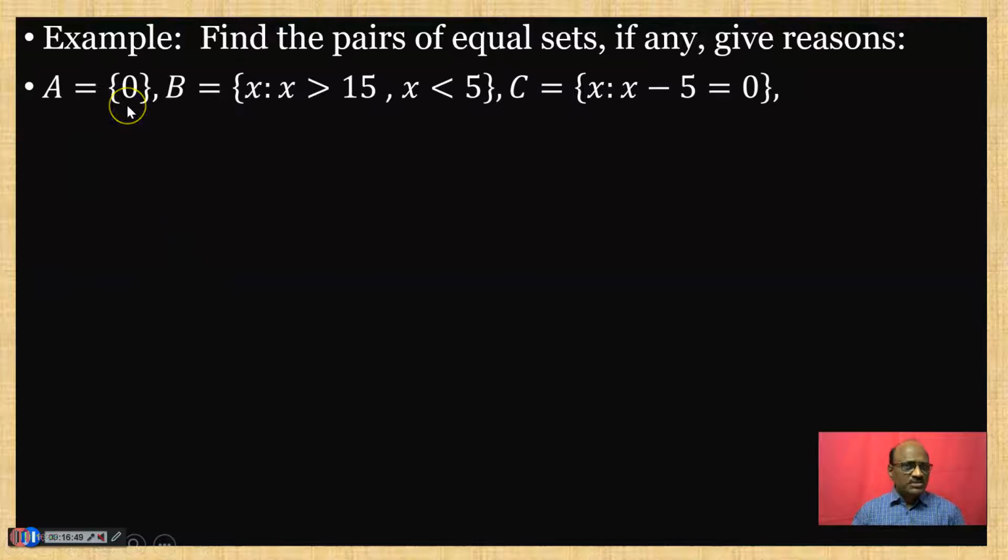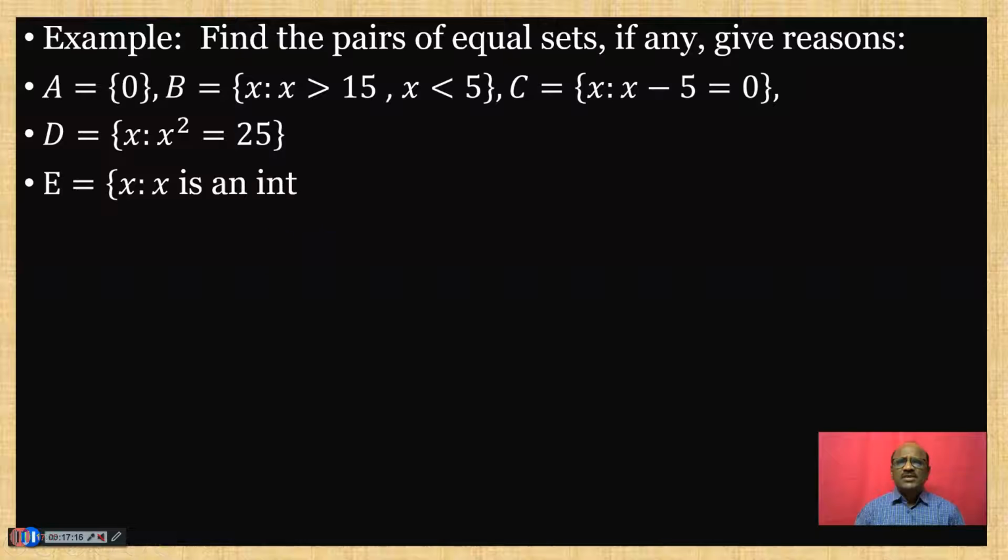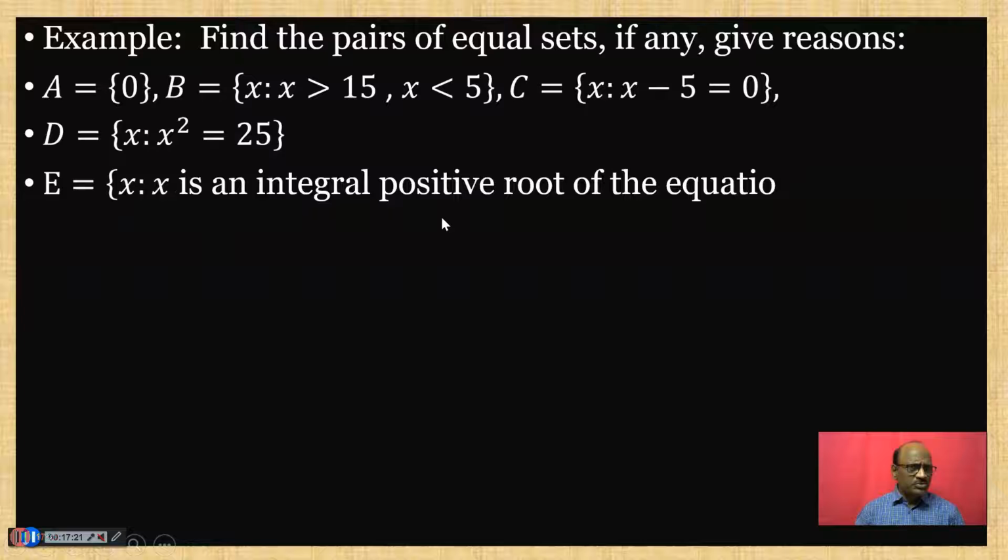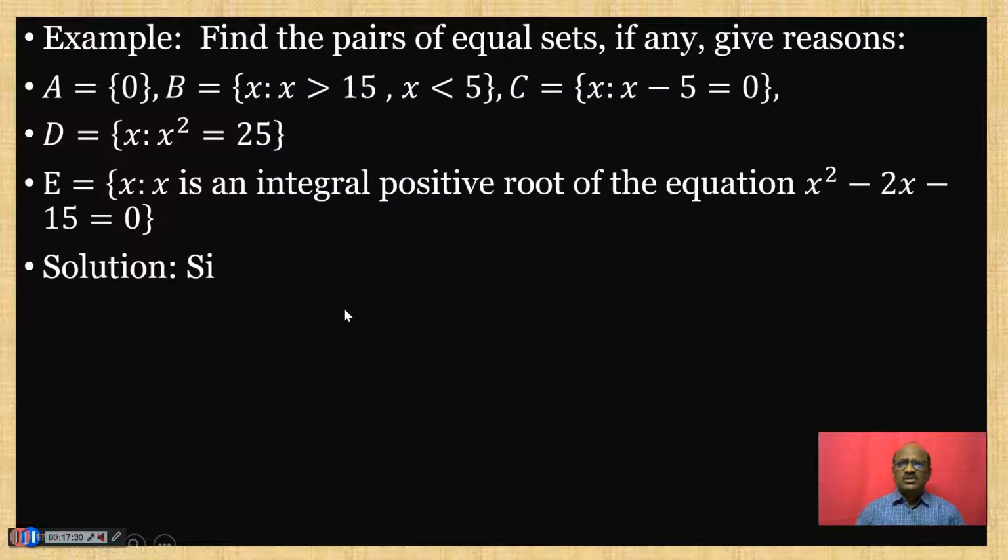A is equal to {0}, and B is a set such that x is greater than 50 and x is less than 5 also. C is equal to {x such that x minus 5 is equal to 0}. D is equal to {x such that x square is equal to 25}. E is the set of x such that x is a positive integral root of the equation x square minus 2x minus 15 is equal to 0. Now see this is the solution.